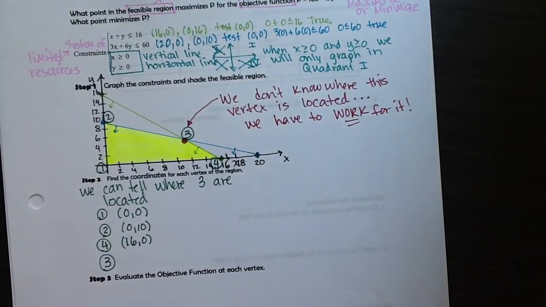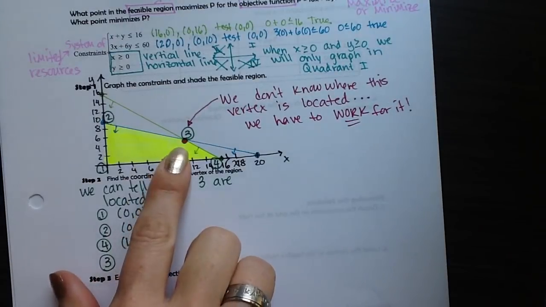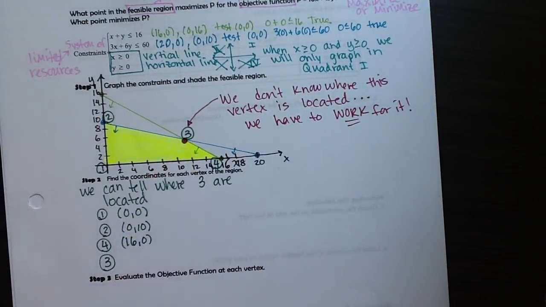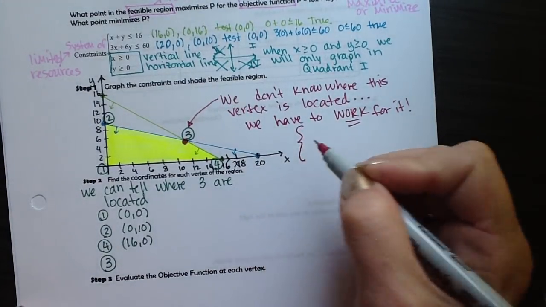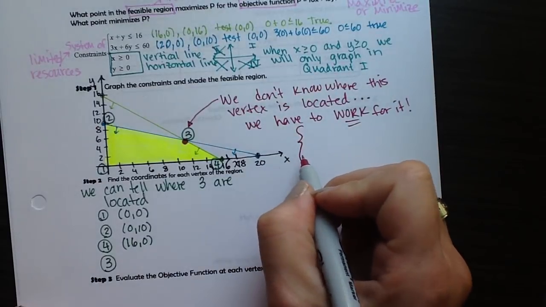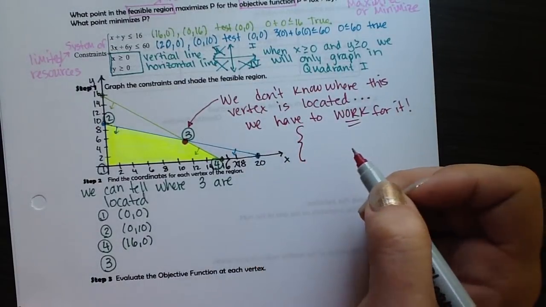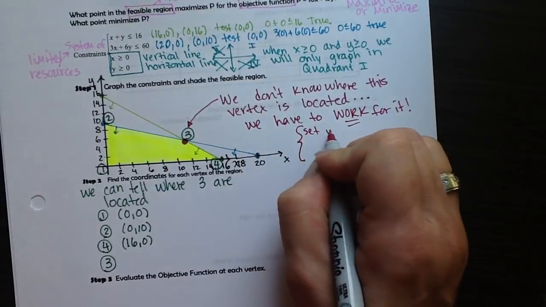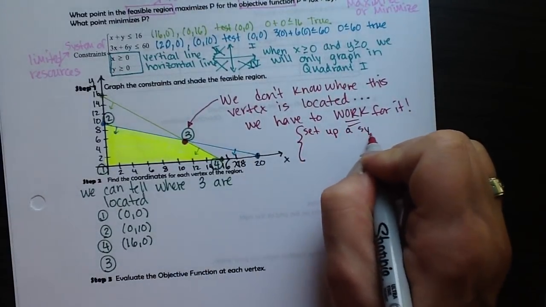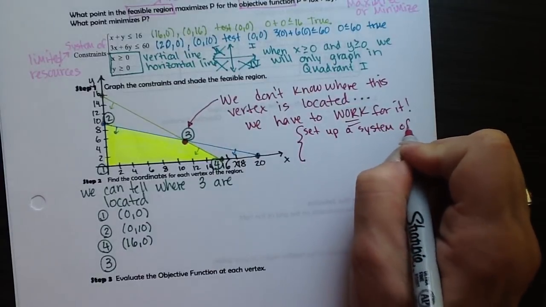Well, how do we do that? How do we find the point where two lines cross each other? We've spent several sections of this chapter working on that. So what we're going to do is set up, you know what this is, a system of equations.